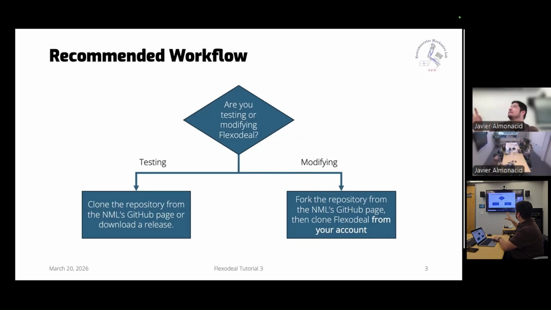And here's the thing: when we think about Flexodeal, I always like to think in two ways: am I testing, or am I modifying things? If I'm just testing Flexodeal, git clone works. Git clone from the lab's repository, from the sfu-nml account, or download a release, right? But if you're going to modify Flexodeal, then what you should be doing instead is forking the repository from GitHub to your own account, right?